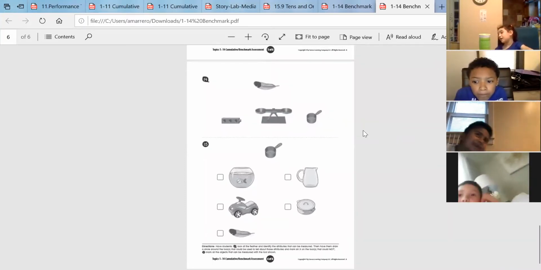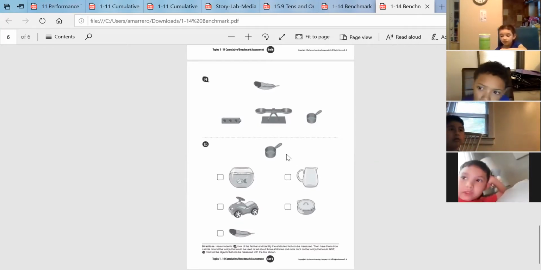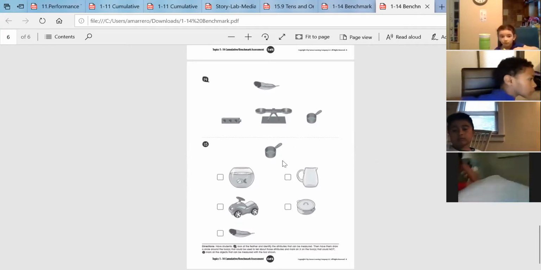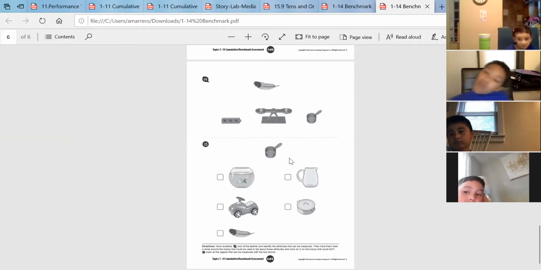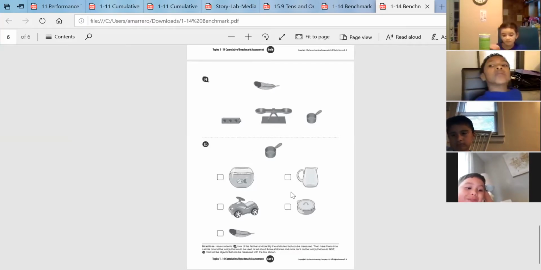Oh, we're on the last problem already. Oh, all right. So we have our measuring cup and we have to check off all the things that we can measure with the measuring cup. So if you see something that you can measure with the measuring cup, go ahead and raise your hand and tell me what you see.